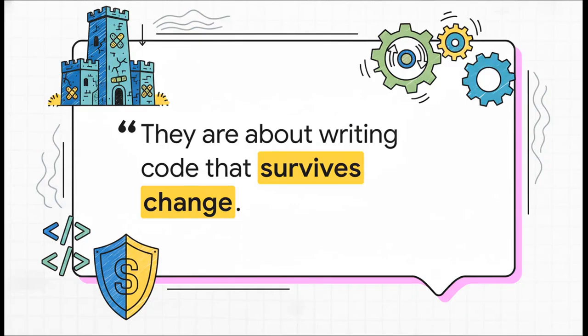And that really brings us to the final, most important point. SOLID isn't about just following rules for the sake of it, or making things more complicated than they need to be. It is a set of practical guides with one clear purpose: to help us build software that is resilient, adaptable, and made to last. It's about writing code that survives change.